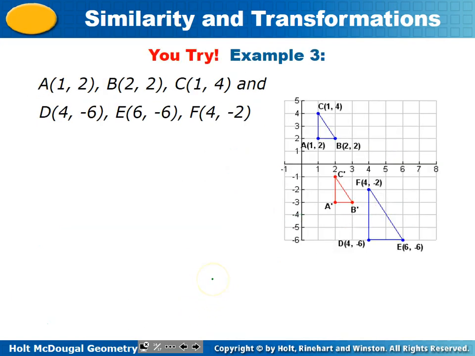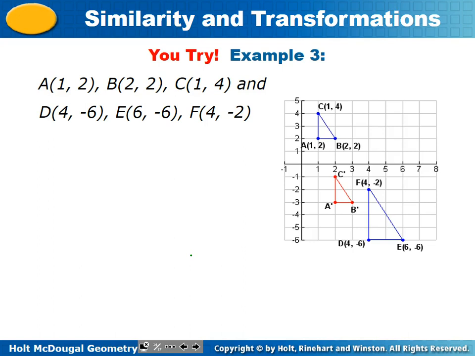The next one is a try-it-yourself. I need you guys to go ahead and plot this one. Plot ABC and plot DEF. Pause the video and go ahead and plot them and then come back to me. Okay, so hopefully you've plotted ABC and DEF.